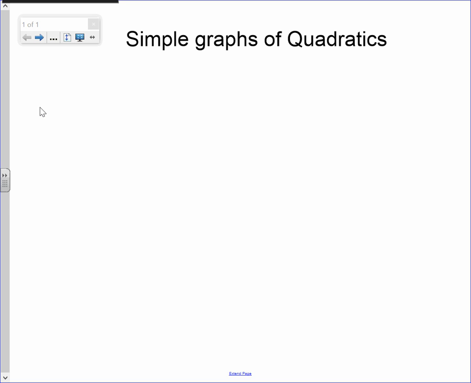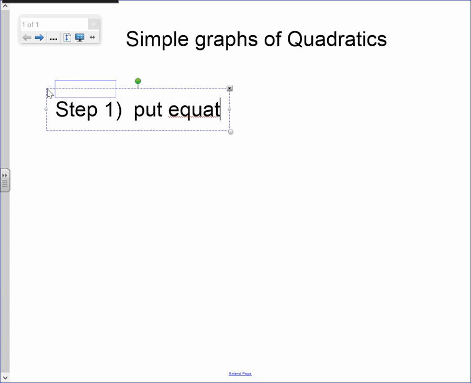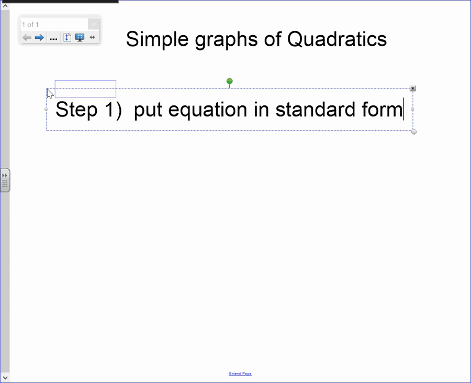So this is simple graphs of quadratics. All right, here we go. Ready? Step 1. Figure out, actually, put the equation in standard form.